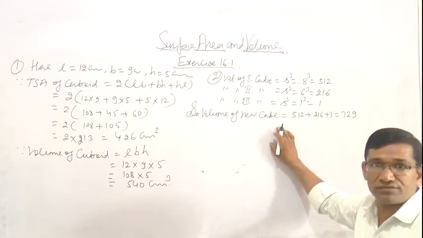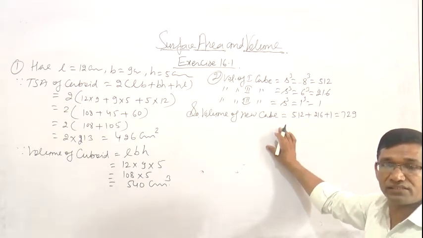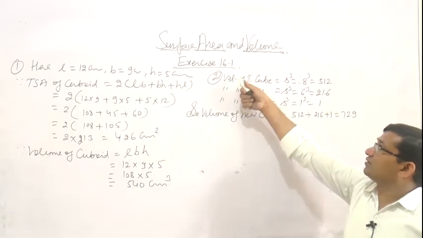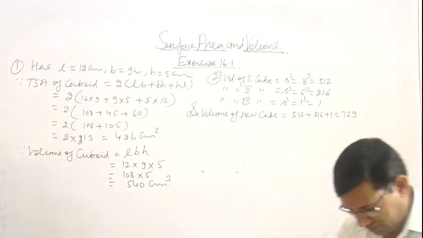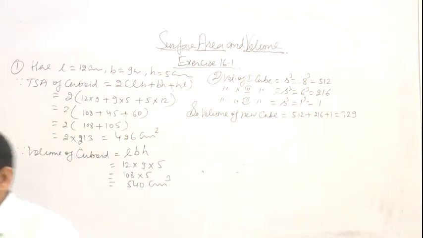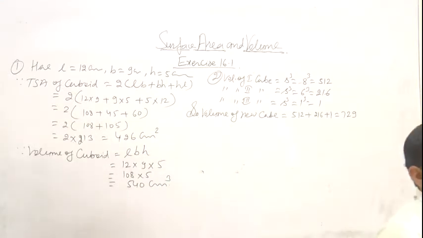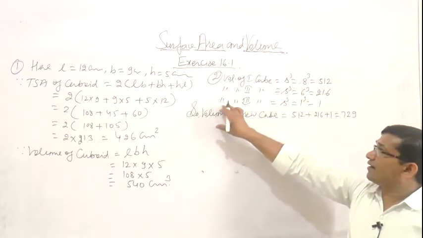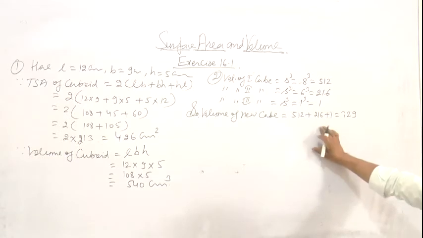Okay. In this question we want to find out the volume of the new cube and the side of the new cube. In this question what is given? Sides of 3 small cubes are given. Edges means side. Sides of 3 small cubes are given. We want to find a new cube after melting 3 small cubes.